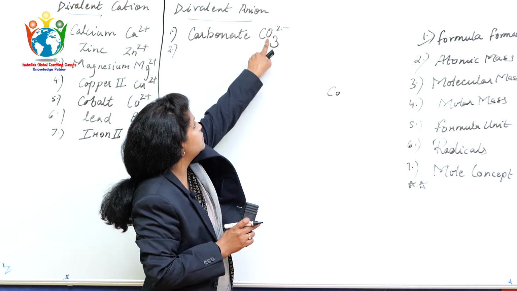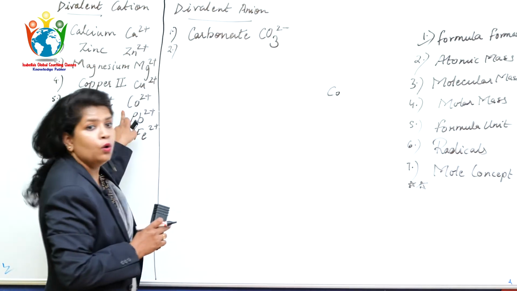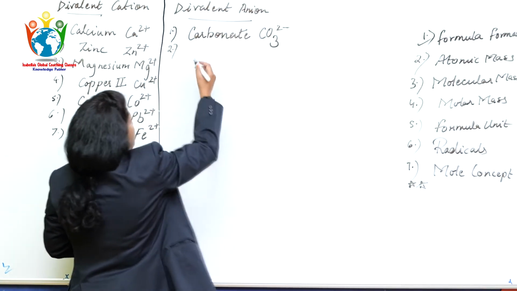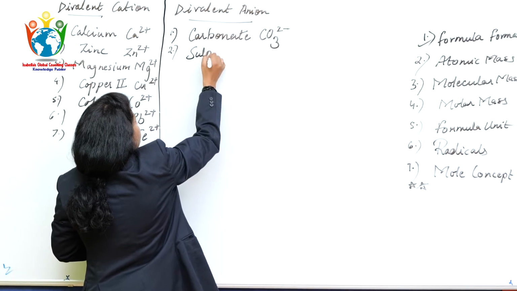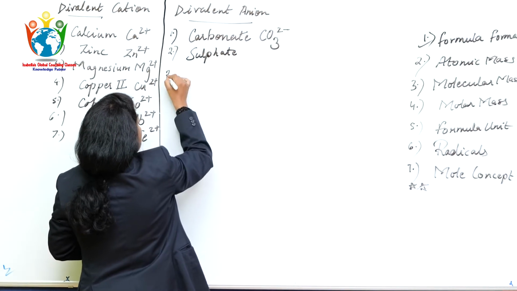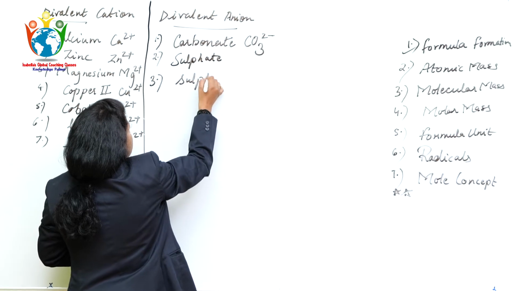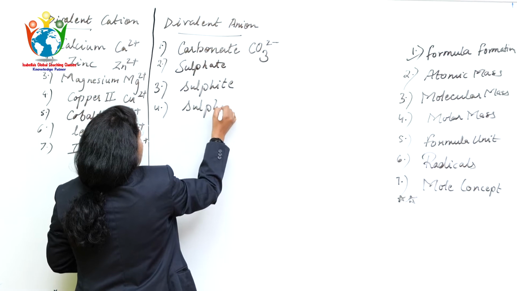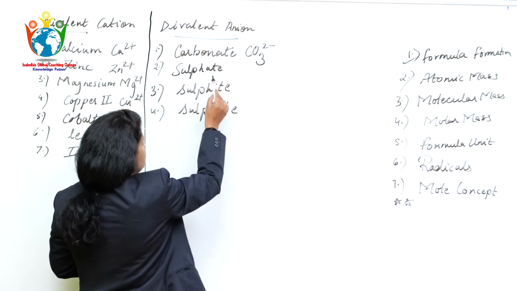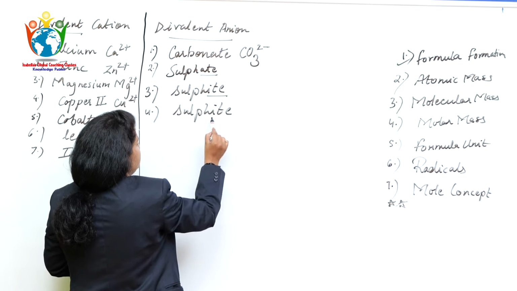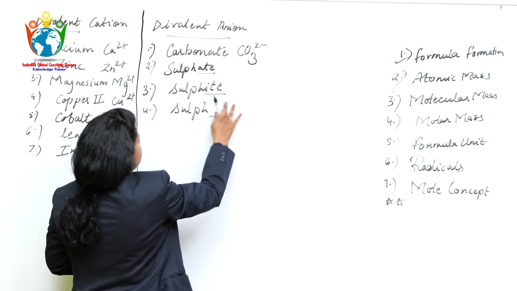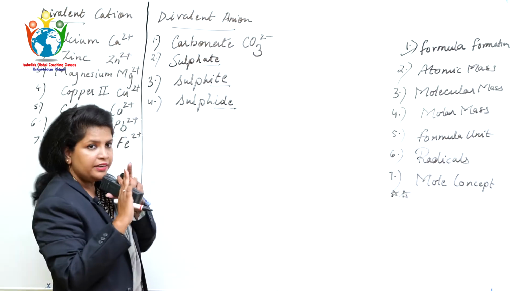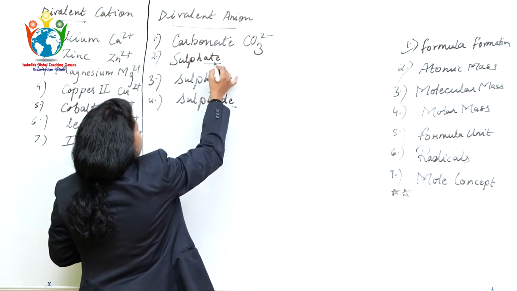You cannot write this O as small because it will become cobalt. Okay, now I will rub that. Carbonate, sulfate, sulfite, sulfide. I will write down the formula later. You can see one thing, the suffix. Suffix means what is added at the end.